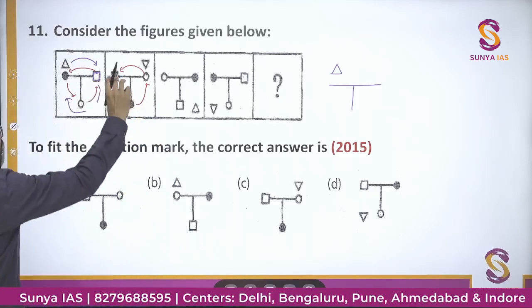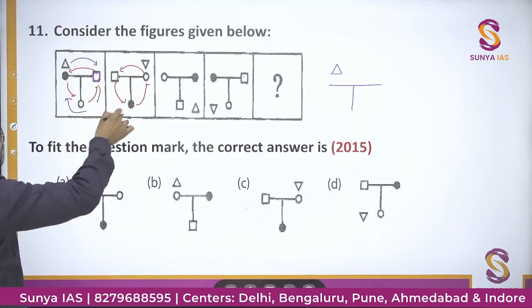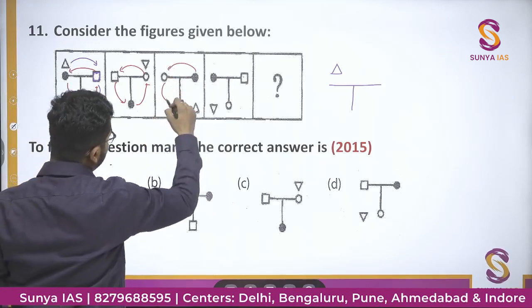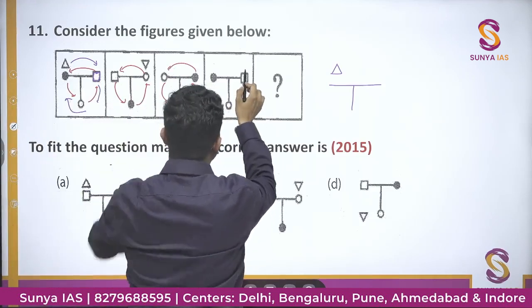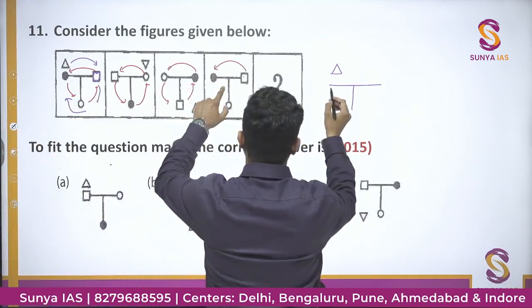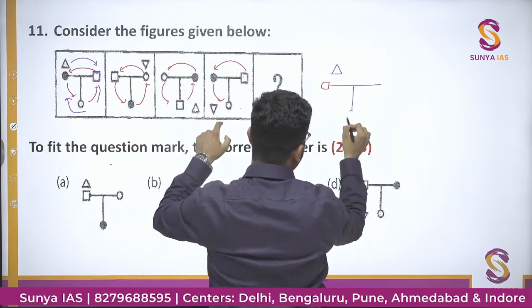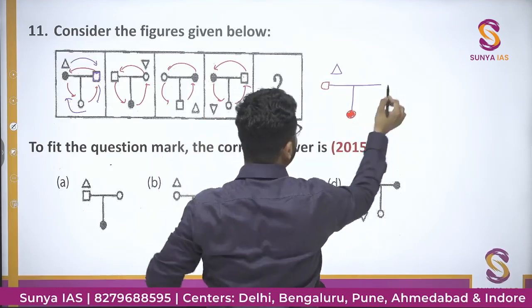So this is following an anti-clockwise approach like this. Here also, this is coming here, this is coming here, this is coming here. So in this case also, this will come here, that means here it would be some hollow, this black one will come here, that is dark, and this will come here.